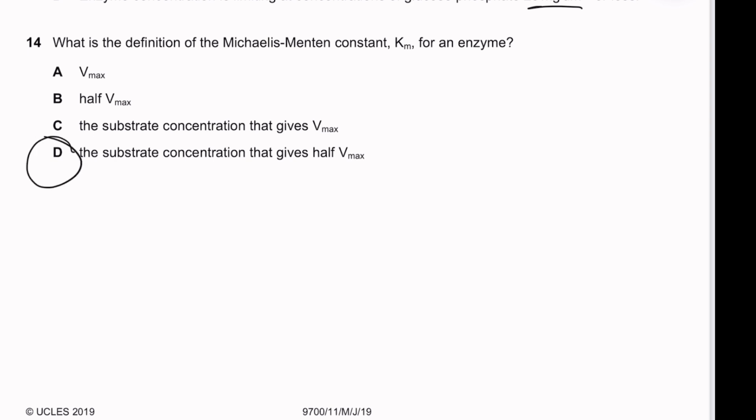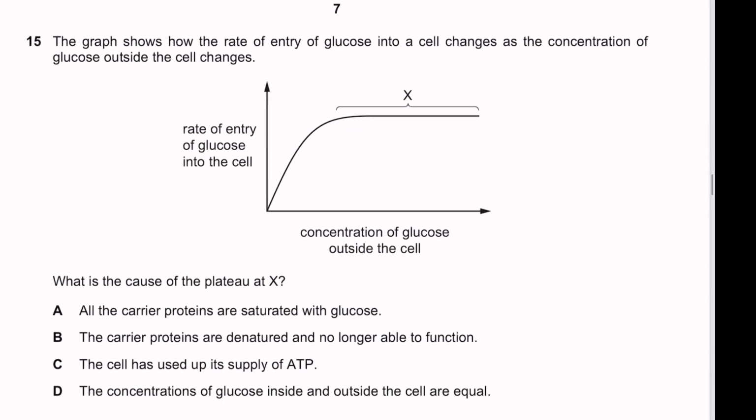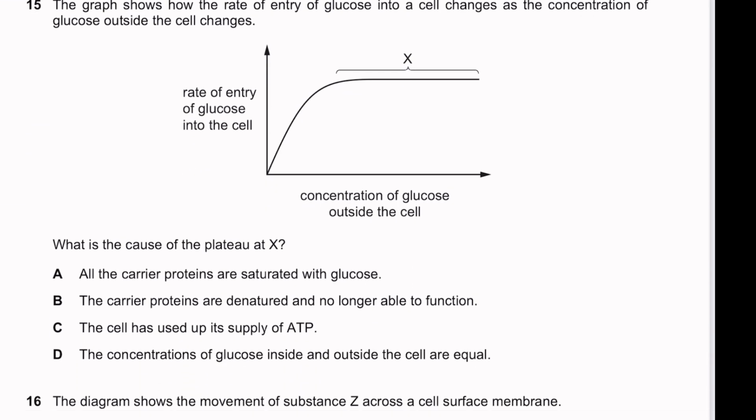And the lower the Km, the higher the affinity of the enzyme for its substrate, meaning the higher the attraction between the enzyme and its substrate, and the more easily the enzyme will combine with the substrate. The higher the Km, the lower the affinity of the enzyme for its substrate, and it's going to be less likely to bind to its substrate so easily.